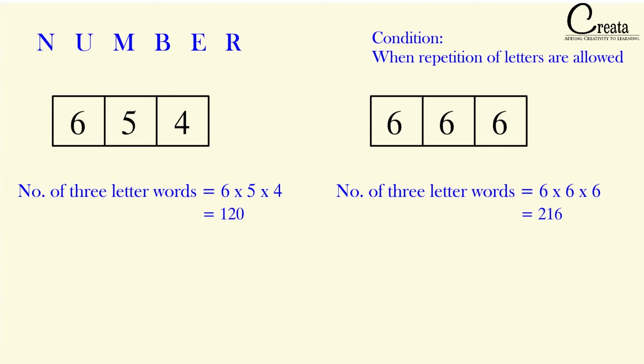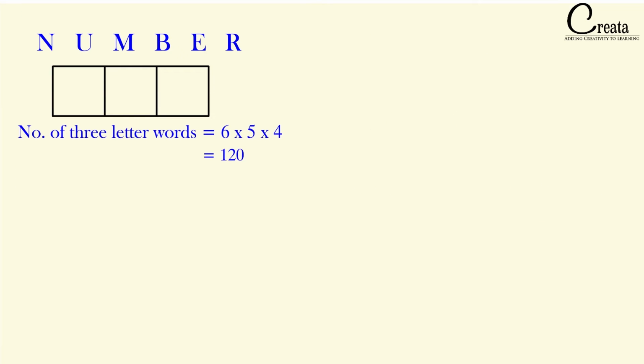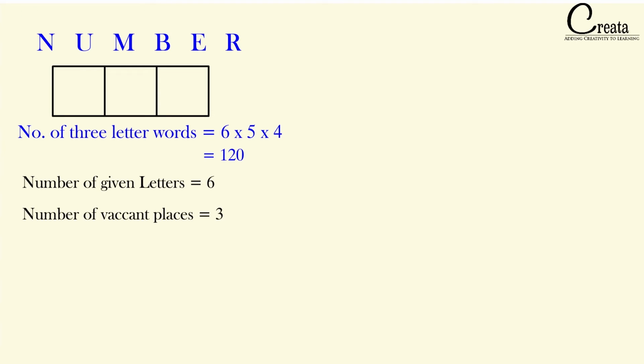Okay, you will understand why in detail as we progress through this lecture. Here let's review this question again. Here the letters we have to choose are 6 in total, that is N-U-M-B-E-R. We have to choose 6 letters, and the total vacant places are 3. We will call the total number of letters that we have to choose N and the total vacant places R. So here N is 6 and R is 3.